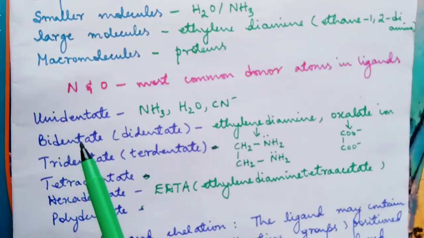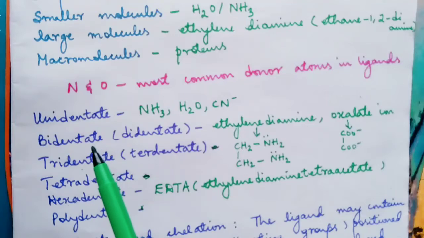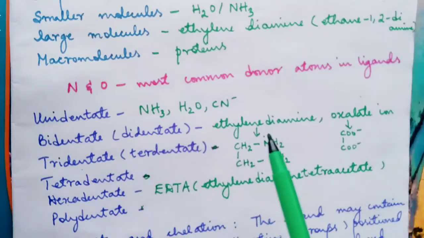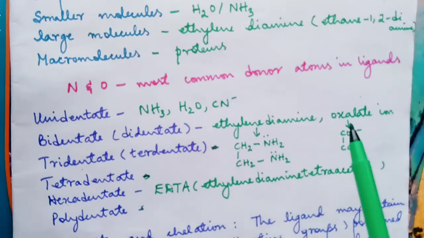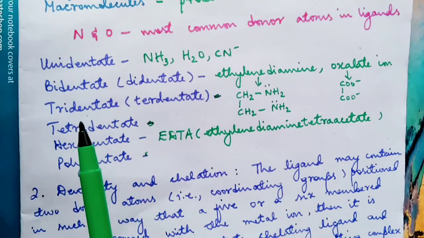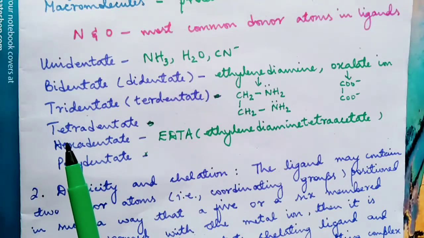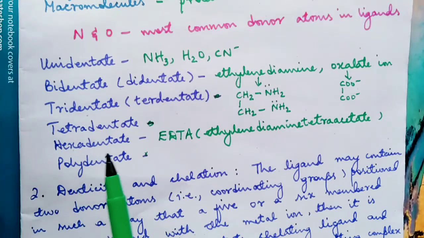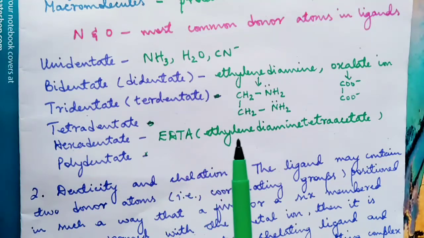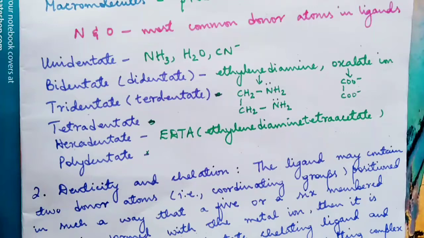If a ligand contains two donor atoms, it is known as bidentate or didentate. Examples are ethylene diamine and oxalate ion. If the ligand contains three donor atoms, it is known as tridentate or terdentate. If four, it is tetradentate. If six, it is hexadentate. An example of hexadentate is EDTA, which is ethylene diamine tetraacetate. And if it contains many donor atoms, it is called polydentate.